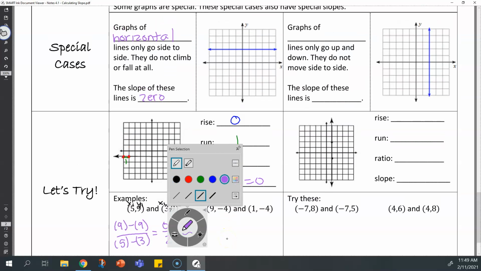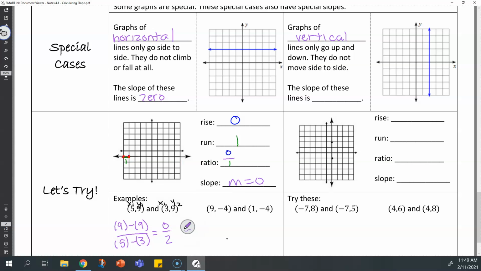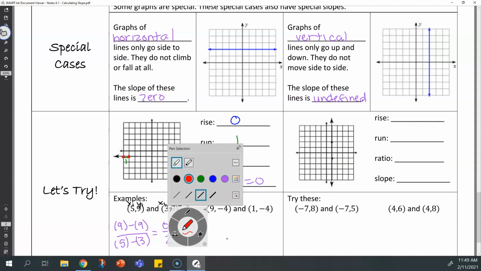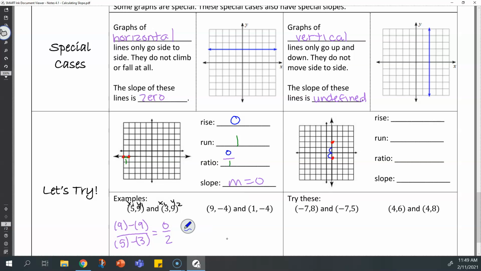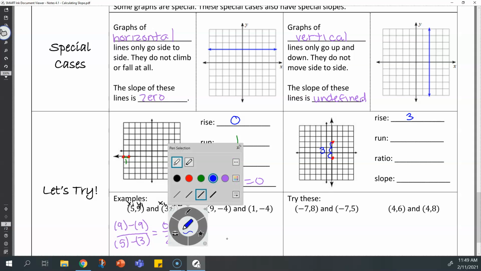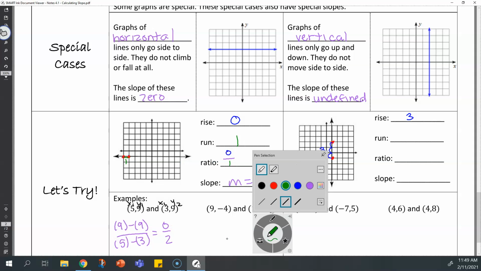Vertical lines, on the other hand, go straight up and down. Okay. They don't move side to side at all. They just go straight up and down. And we talked earlier about how the slope of these lines is undefined. Okay. If I'm looking at a graph, I can start with my 2 points. My rise in this case is 1, 2, 3, because I go 3 up to get from one point to the next. And then my run, I don't have to move side to side at all because I'm already on that point. So my run here is 0.